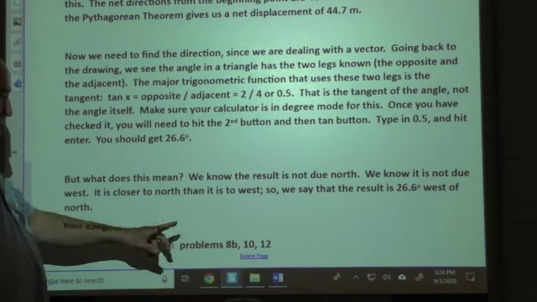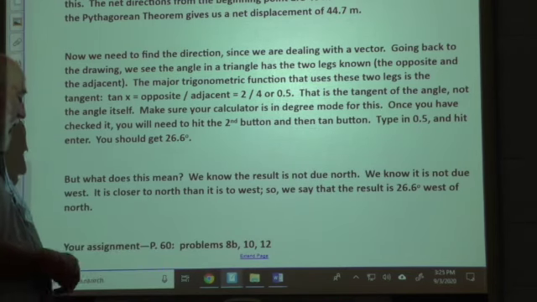Your assignment, problems 8B, 10, and 12 on page 60.